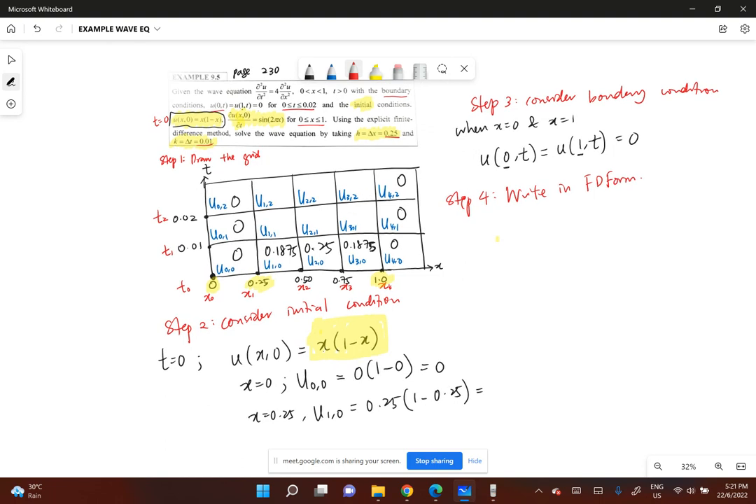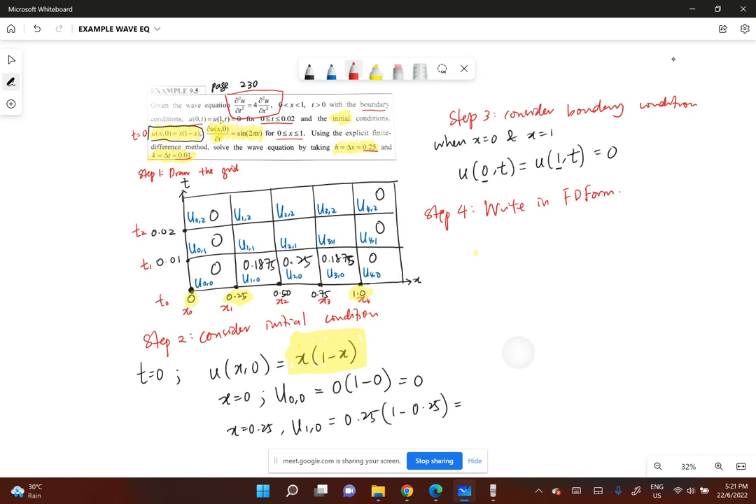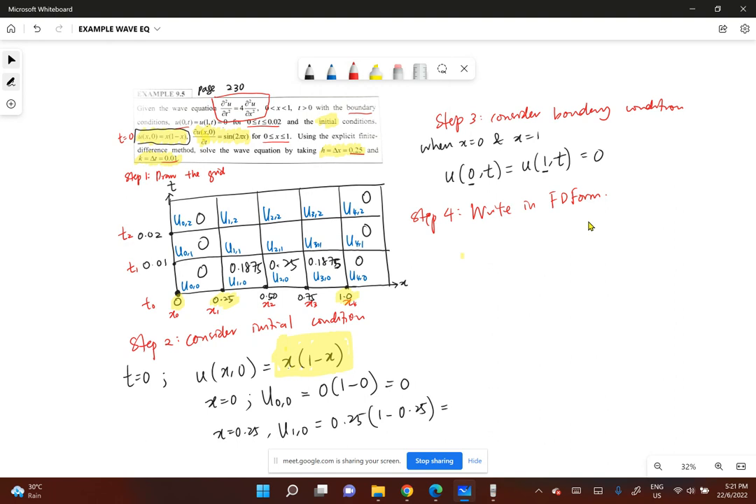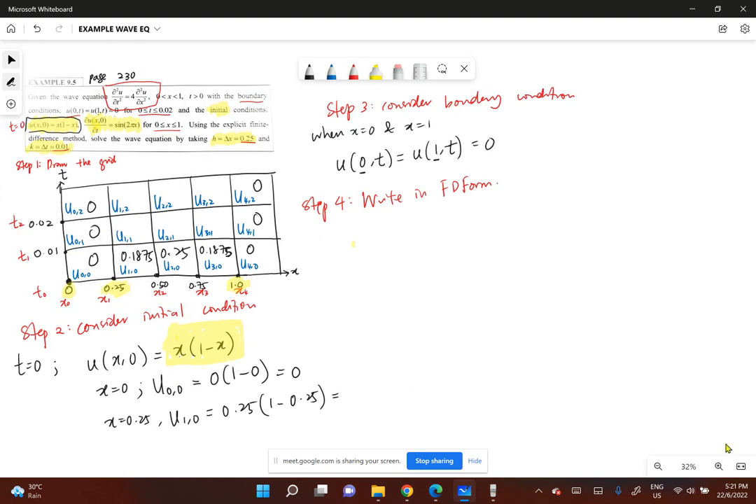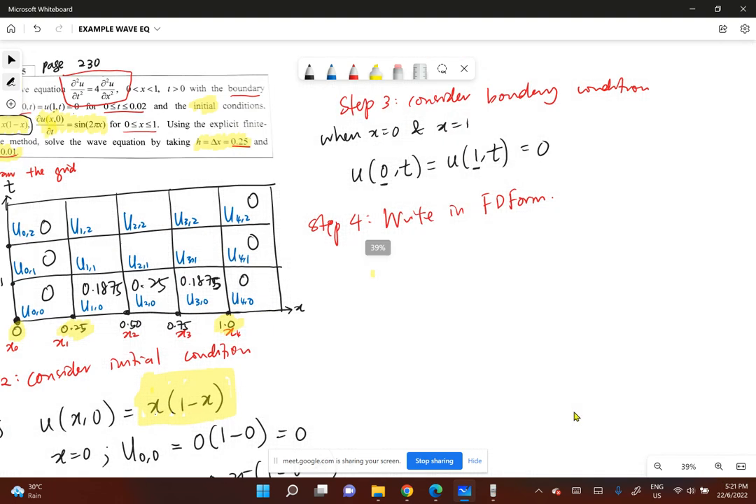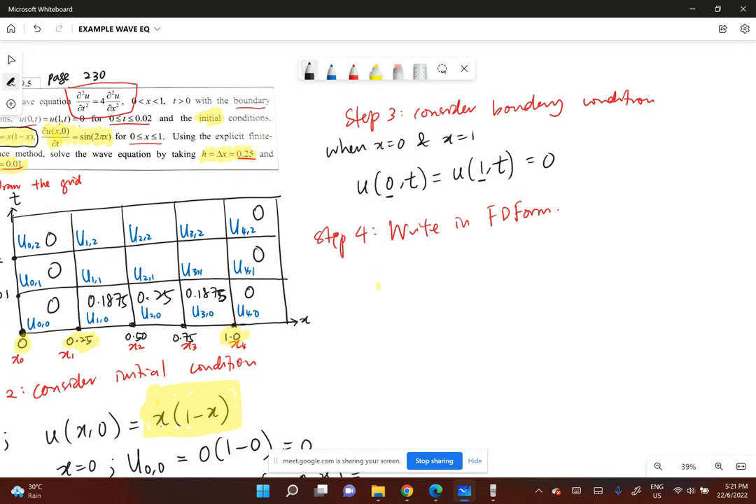Okay, so given the formula, this one. Del square u del t square equal to 4 del square u del x square. So change it to finite difference form.